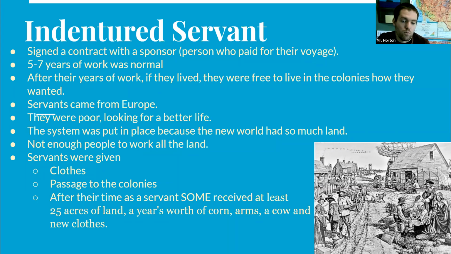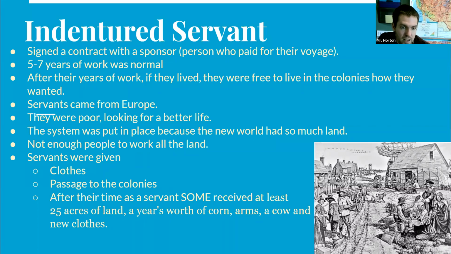Once they worked those 5 to 7 years, they were able to live throughout the colonies however they wanted. Most of the servants came from Europe, and they were very poor and looking for a better life. This system was put in place because the New World had so much land but not a lot of people to work on it. They needed more people to work the big fields, plant the crops, and pick the crops, as many people as possible.